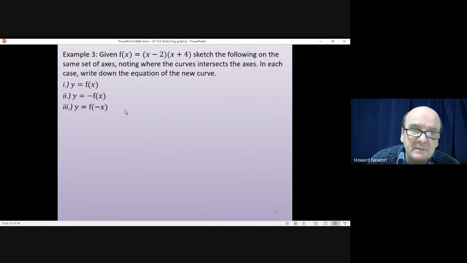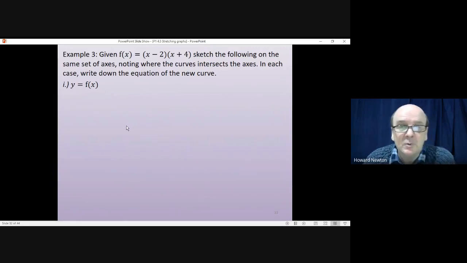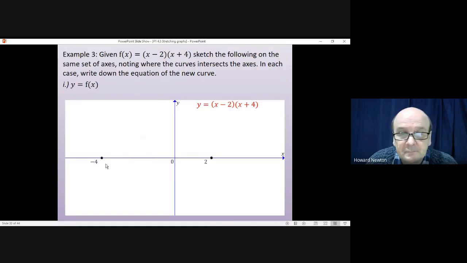Okay, let's have a look. Once more, we have a quadratic. Crossing points on the x-axis will be plus 2 and minus 4, here and here. If x is 0, then we'll have minus 2 times by 4, which is minus 8. And sketching the curve will give us something a little bit like that.